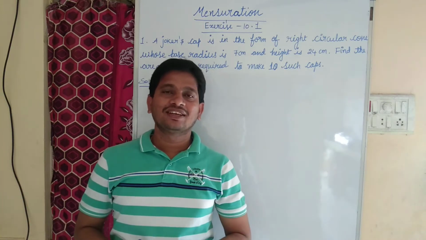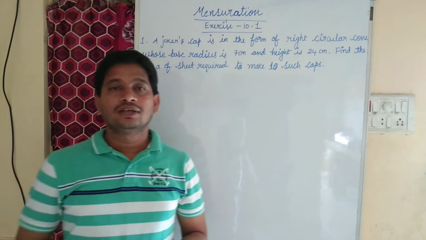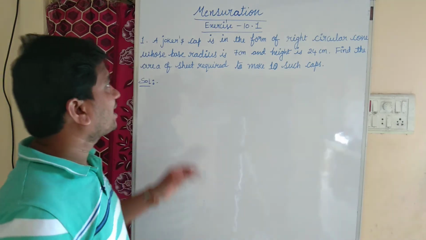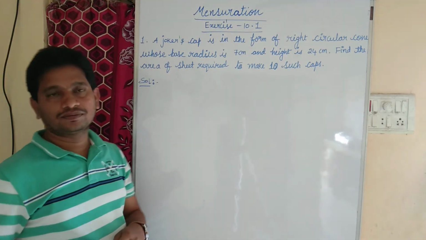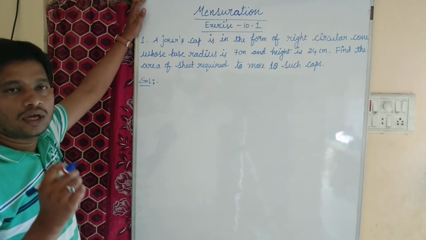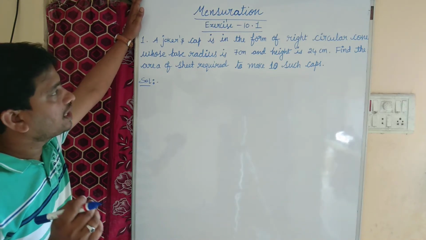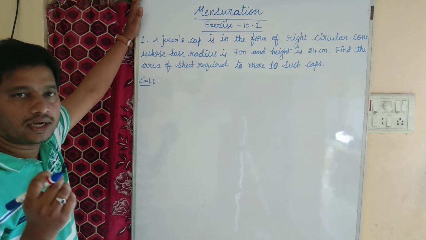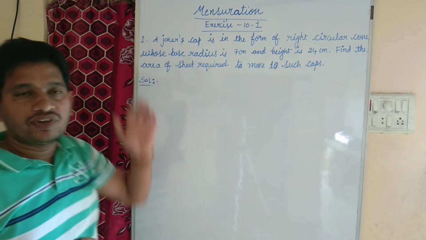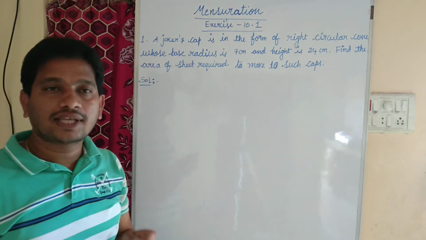Myself Naveen. I am the maths mentor, and today let us discuss chapter number 10, exercise 10.1. Problem number 1: a joker cap is in the form of a right circular cone. So, the joker cap which is in the form of a right circular cone.